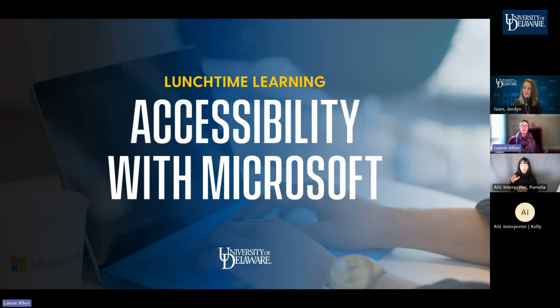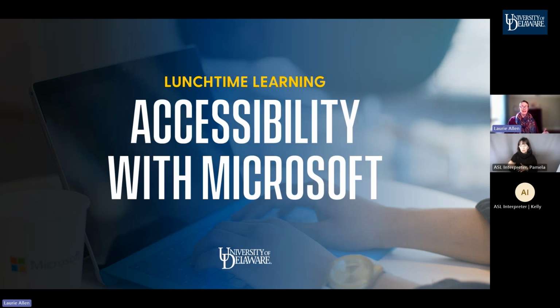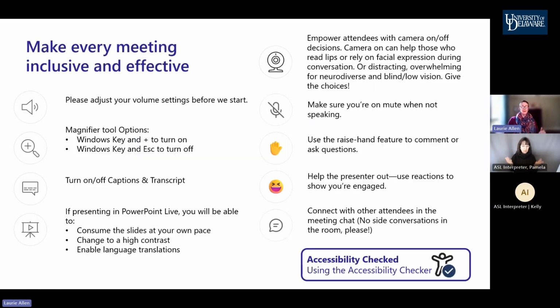Thanks so much, Jordan. I'm thrilled to be here with you today to talk about accessibility and tools that you can use throughout your day. As we're getting started, we've got several accessibility features that are available for you. Jordan mentioned live captions, so you can go to your More menu at the top of your application and select live captions. That turns captions on just for you. If you want to use magnifier, you can click your Windows key and plus sign to zoom in. Windows key escape will get you out.